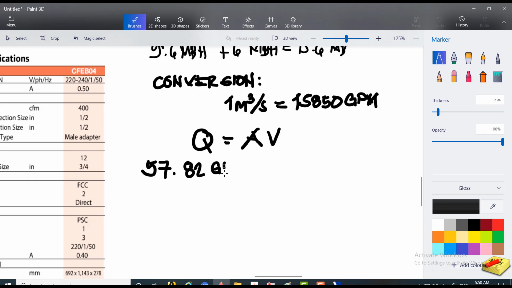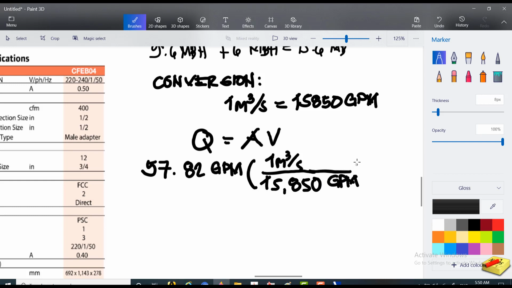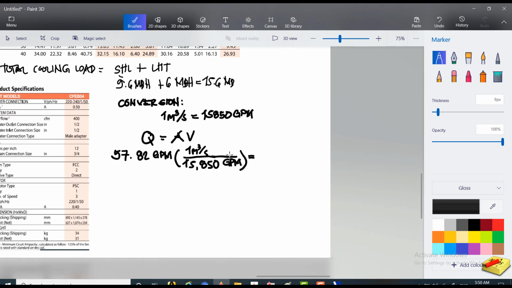So we have here GPM. Then we're going to multiply this one by your 1 cubic meter to convert it in seconds. Then we have 15,850. So you have your GPM, then it is equal to your area times your velocity.